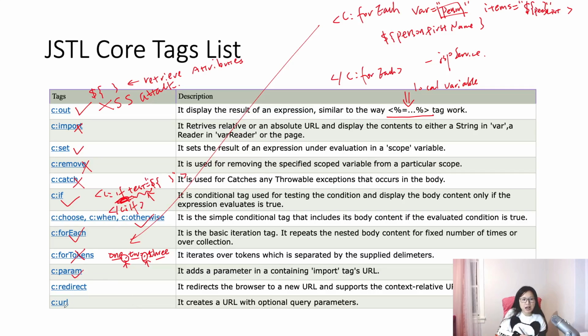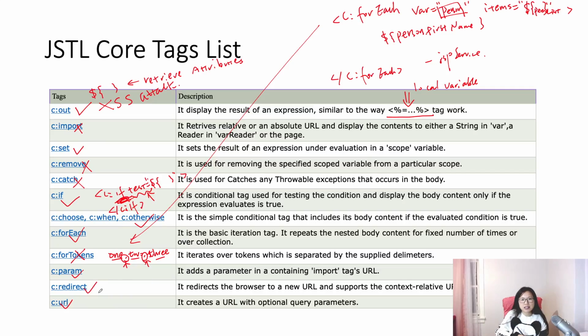We introduced c:url, which is very useful when we want to create a context-root-based URL, and you can use c:url to have additional query strings, okay? And c:url can also be used in c:import. I didn't take a look at c:import, but it said it can also be used here. Okay, but I didn't use this one.